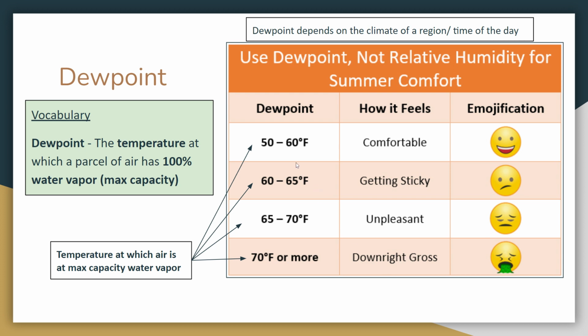But if the dew point was 50 to 60 degrees Fahrenheit, then the air needs to be a lot cooler for it to be at max capacity of water. So it doesn't feel as bad. It feels more comfortable, because it takes a lot more for the air to cool down to become that sticky and gross and uncomfortable, right?